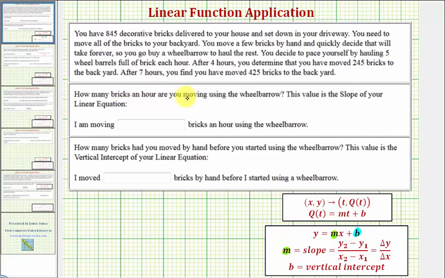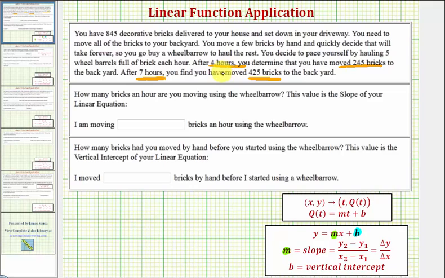So going back to the given information, first thing to notice is because we're concerned about the number of bricks per hour, we really don't care that you're hauling 5 wheelbarrows full of bricks per hour. We only care that after 4 hours, you determine 245 bricks have been moved, and after 7 hours, you determine 425 bricks have been moved.